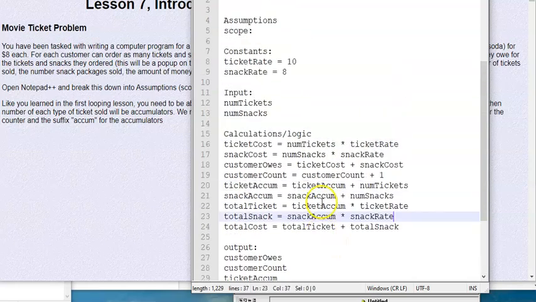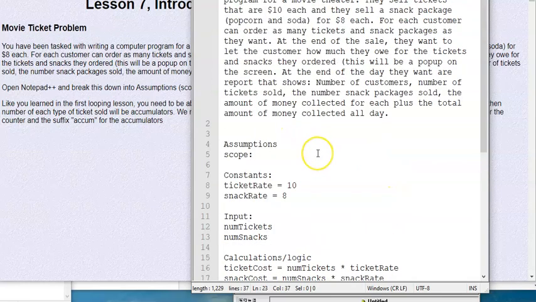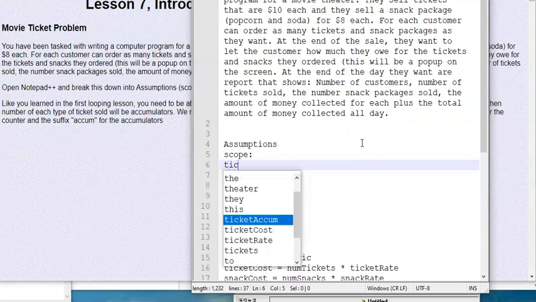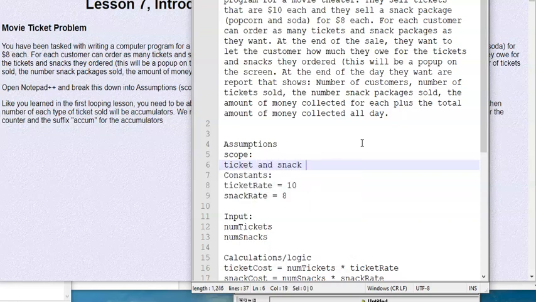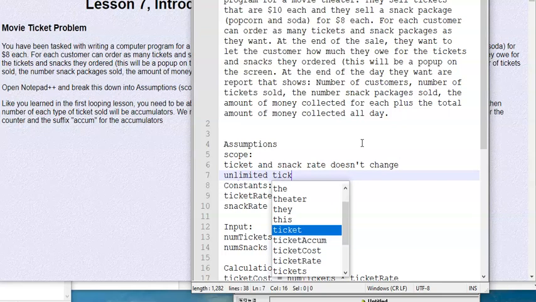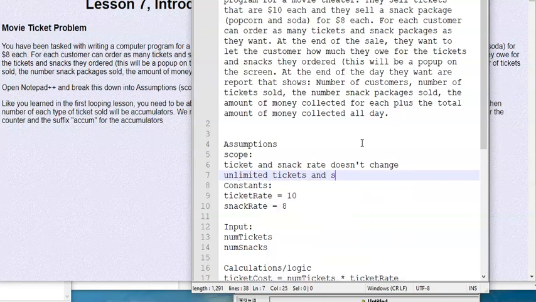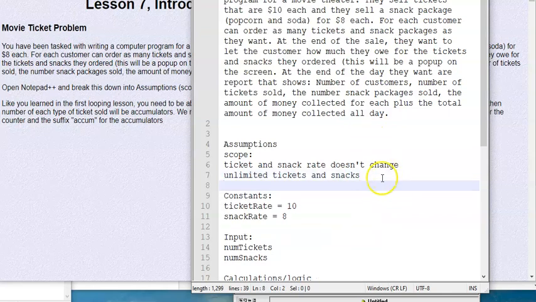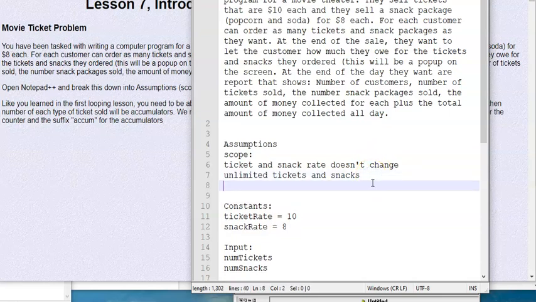So we have our total problem statement completed, except for our scope. Ticket and snack rate doesn't change. Unlimited tickets and snacks. And the reason why I'm going to verify that is that if they say, well, no, you could only sell 400 tickets a day, then I'm going to have to put that into but in these ones we have unlimited. They never sell out, so we don't have to worry about that.